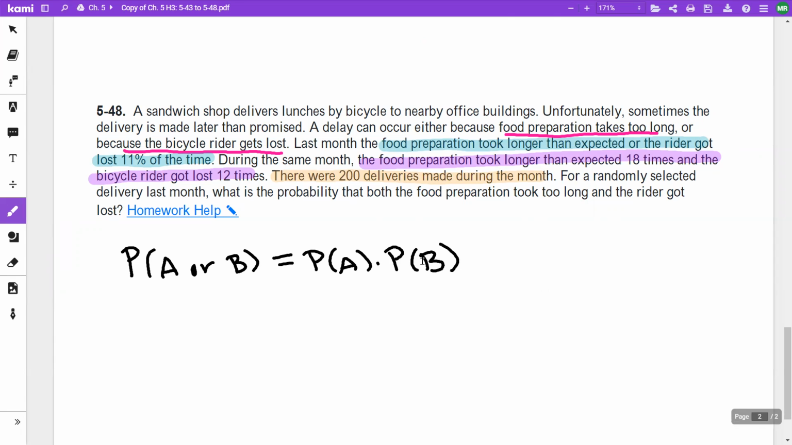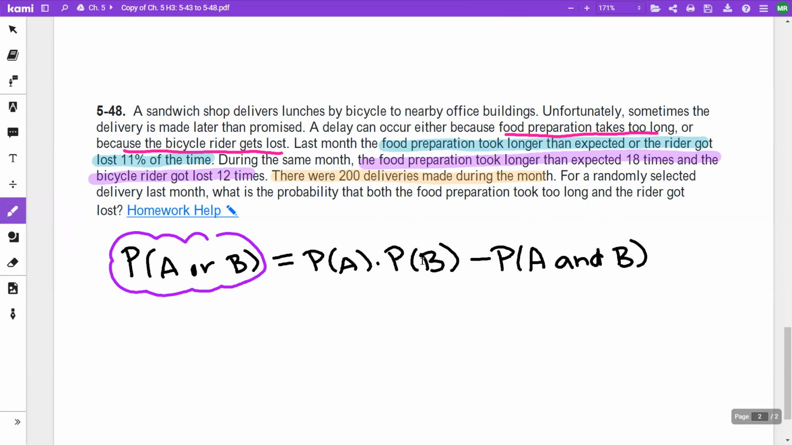But sometimes there's some overlap, so we have to take off the probability of their intersection, which is the probability of A and B. So that's the formula I'm going to use. When I'm talking about A and B, I'm talking about food preparation and the bicycle rider getting lost. So when I am talking about this probability of A or B, we know that, let me highlight here.